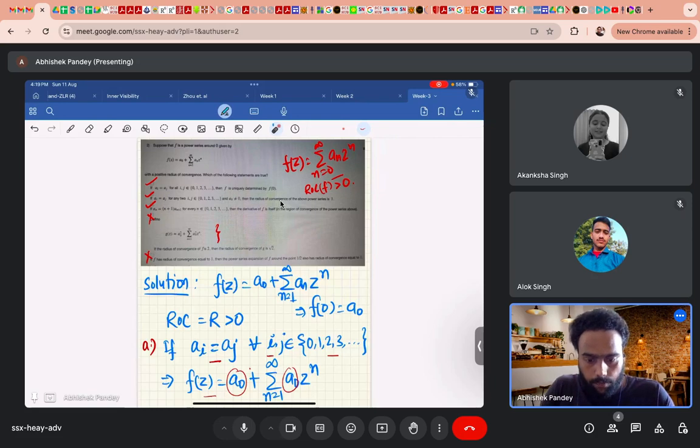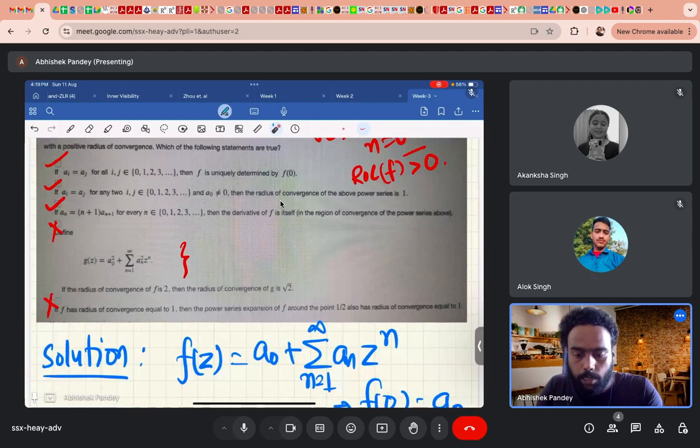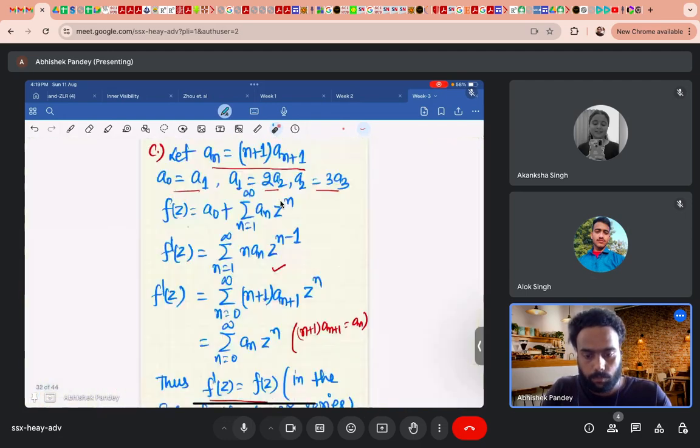Okay. If a_n equals (n+1) a_{n+1}, then the derivative of f is itself in the region of convergence of the power series. Just see this one, C. So let a_n equal this. What is a_0? a_0 is a_1, a_1 is 2a_2, a_2 is 3a_3. So basically f(z) is the sum of a_n z^n.